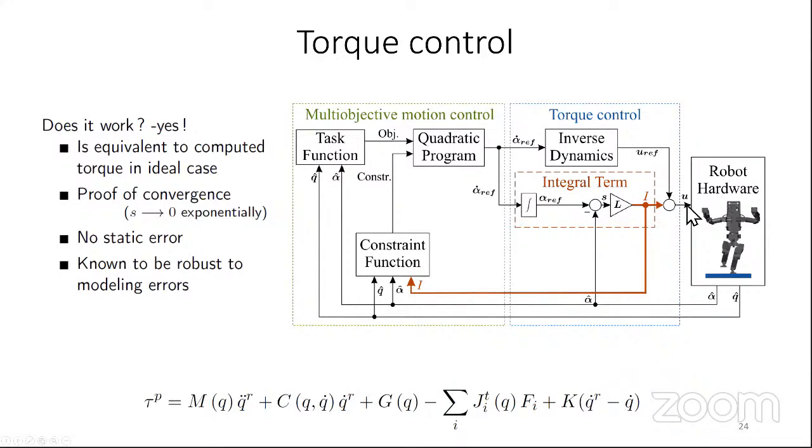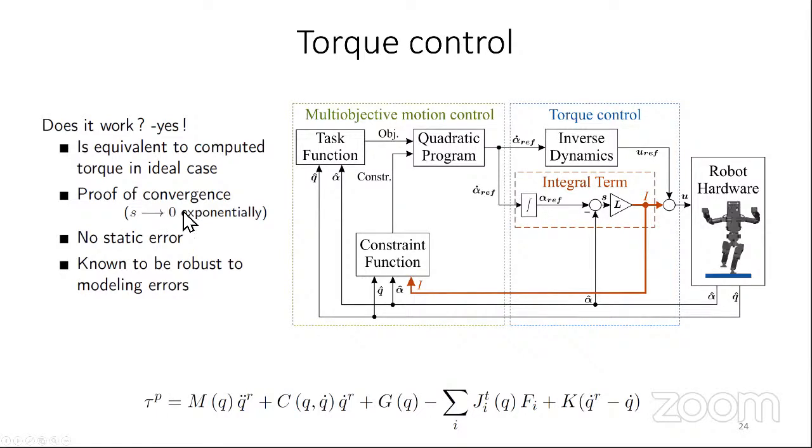Since we don't have torque feedback, we don't know what the amount of friction is. We don't know if the torque is actually achieved by the motors. So we correct it using this integral term. But I think it has interest even for torque feedback robots, because this kind of integral feedback gives a strong proof of convergence of the joint position. So S is the error in velocity.